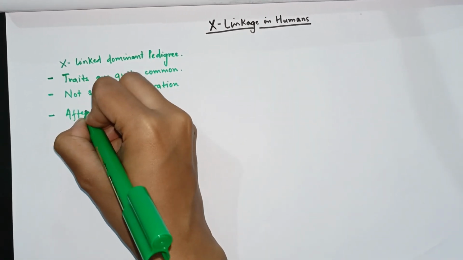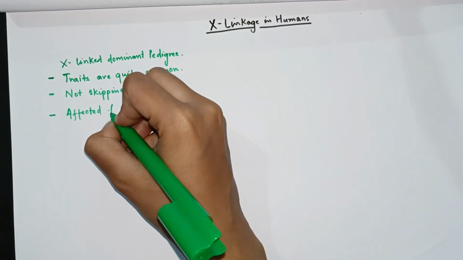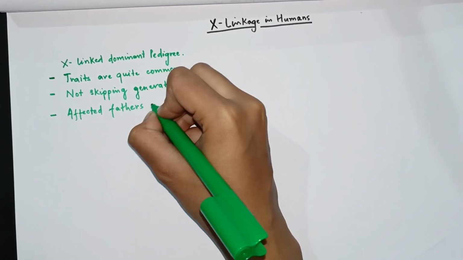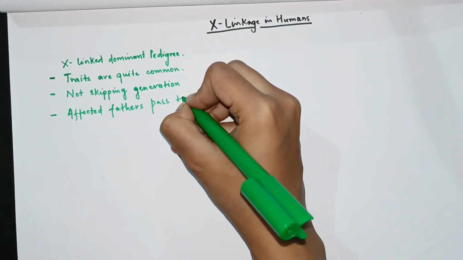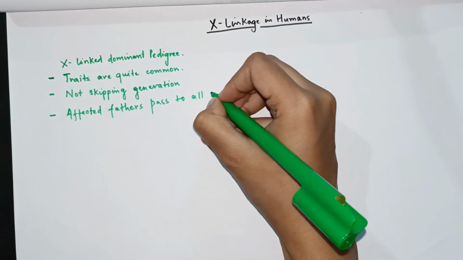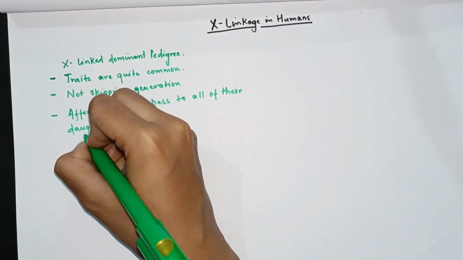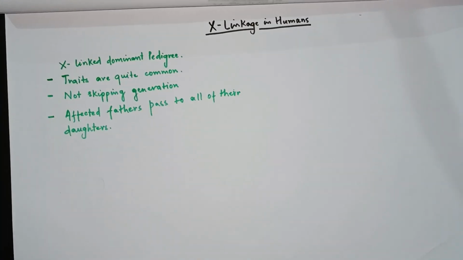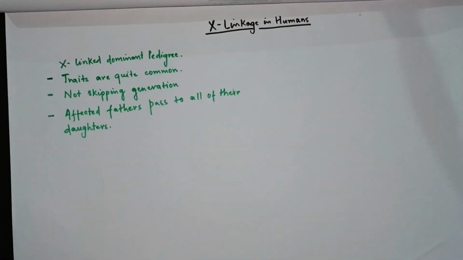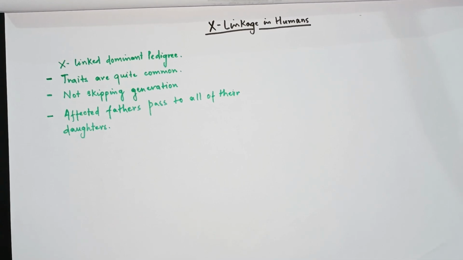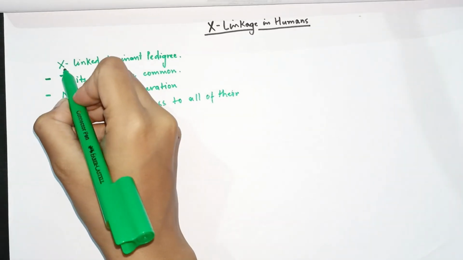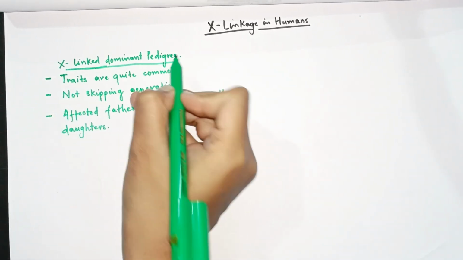Next, affected fathers pass the disease to all of their daughters. So sons are not affected, but affected fathers pass the disease to daughters. From father to daughter, the disease gets transferred. So this was all about X-linked dominant pedigree.